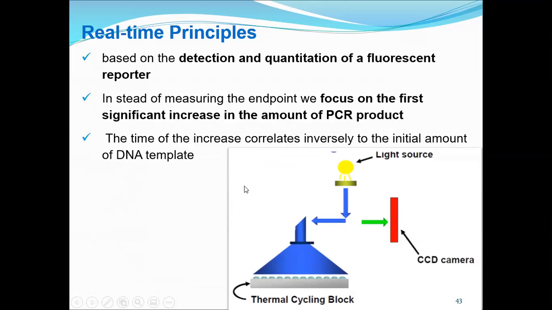So that is inversely related. And this is the thermal cycling block. Your sample will have some fluorescence, which will be detected by the CCD camera. So when the light source is given, it will fluoresce, which will be captured by the CCD camera and represented on your screen.